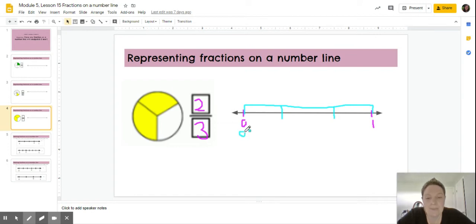I can also see that in my bar. Let's rename the points on my number line. So this is 0/3, 1/3, 2/3, and 3/3. Okay, where would 2/3 be? Right here. I'm going to put a dot right where the partition meets my number line.